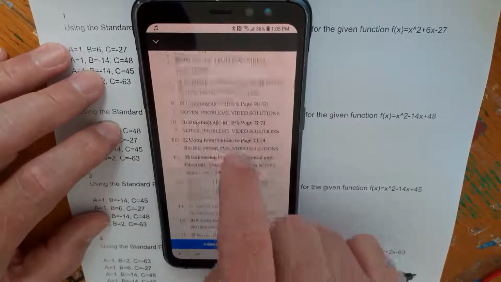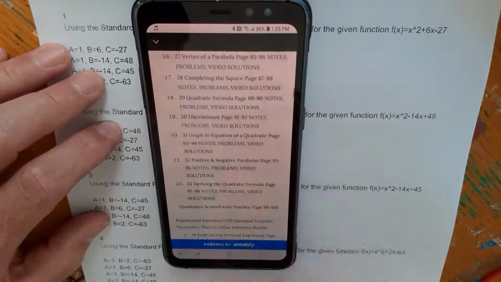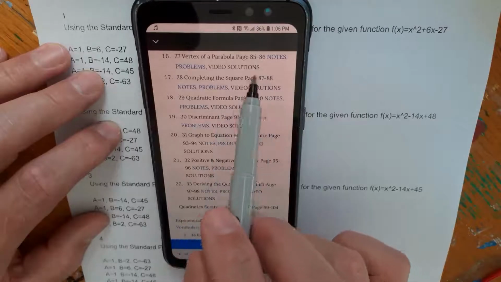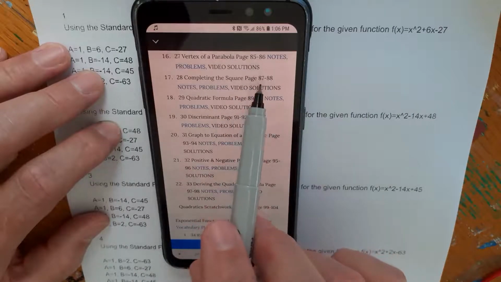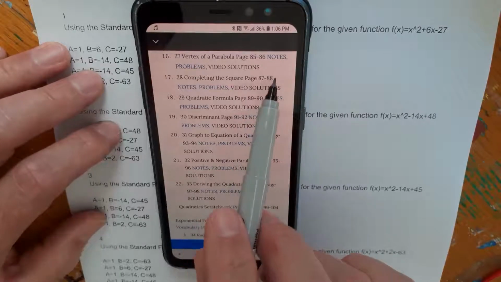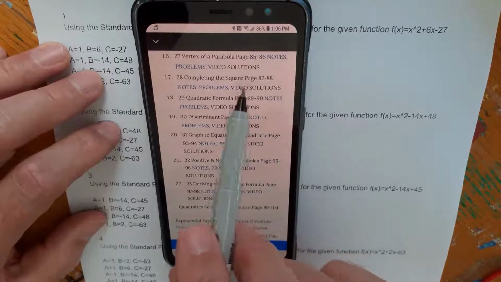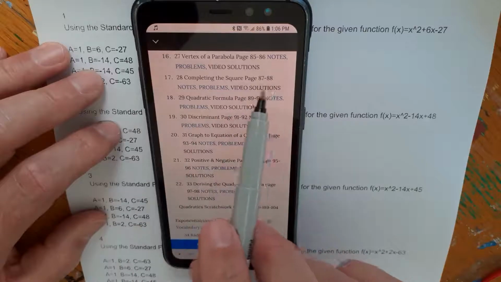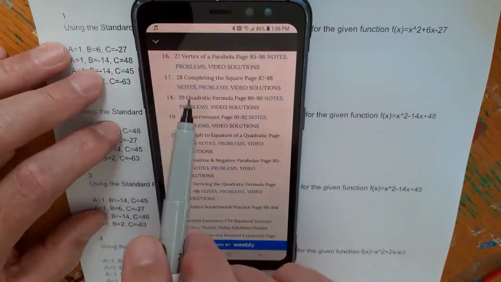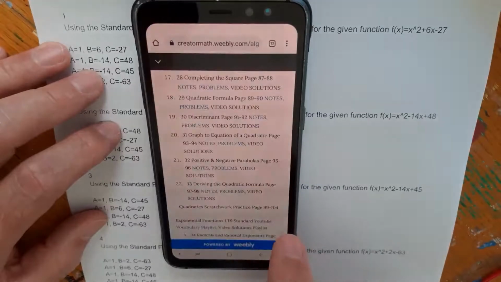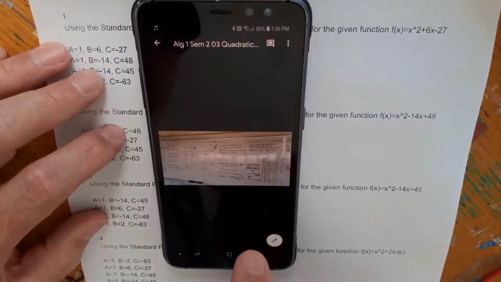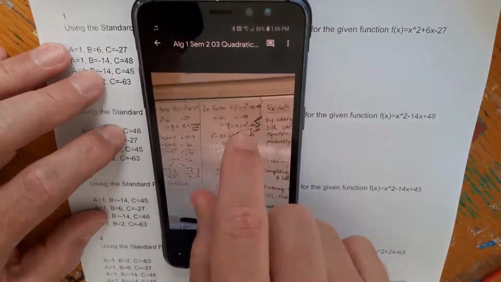We are down on Quadratics, and we're way down on number 17, completing the square. Here are the pages, and please check the actual table of contents. Don't watch this video for the actual page numbers. Go look at the actual table of contents. Here are the notes problems, and this is where the video solution will be for these problems we're doing right now. If you click notes, this is the notes that you need to help you understand what completing the square is.